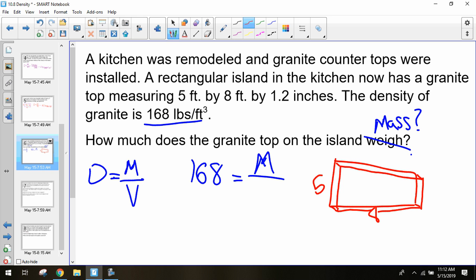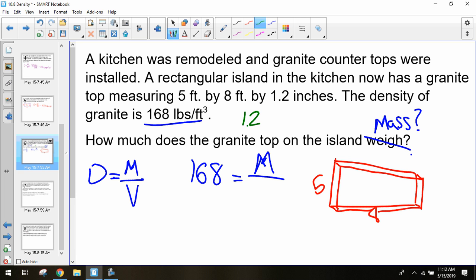So what do you notice about your measurements, with your 8 feet and your 5 feet and your 1.2 inches? Well, they're in feet and then inches. So we're going to have to turn that into feet. We need all those measurements to be in the same units. So how can we turn that into feet? Can't we just turn feet into inches? We could, and then our density would also have to be converted as well. So that's going to be more conversion.